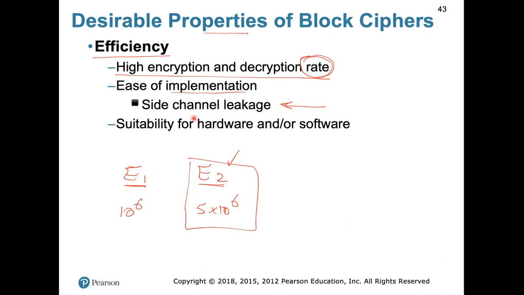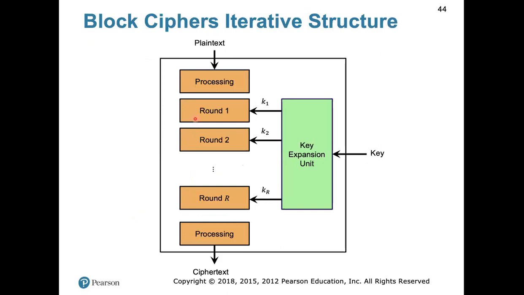So this is the third property, which is not mandatory, but it's very important and it makes a big difference when we are talking about cryptographic algorithms. Now I'm going to show you a high-level block diagram of most block ciphers.